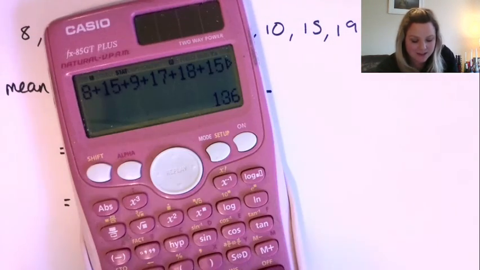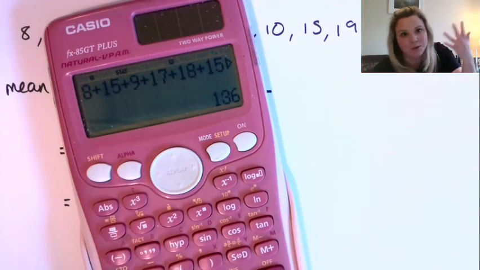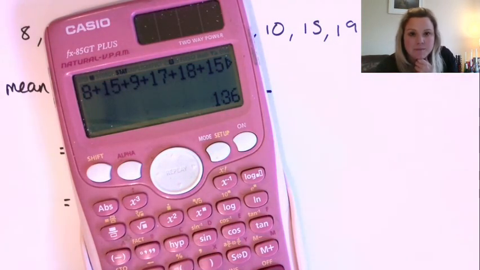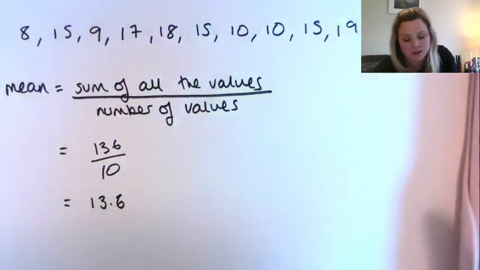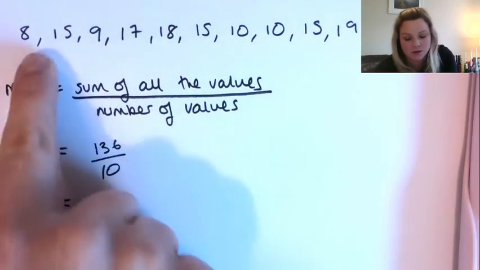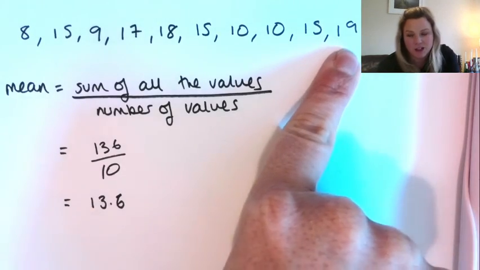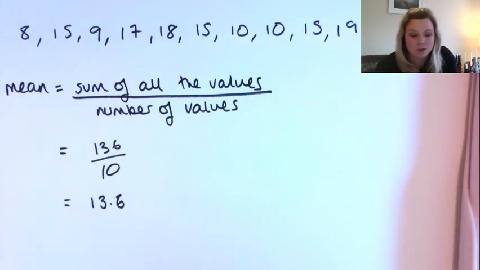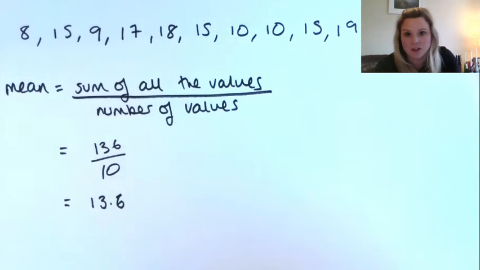Make sure you hit equals before you divide by something, because your calculator will use BIDMAS, and if you don't hit equals before hitting divide by 10 or whatever the number of things that there are, your calculator will apply BIDMAS and it'll mess it up. So check your answer is sensible. 13.6 does seem sensible for this group of numbers. If I'd got like 54, I would know that's impossible because none of my answers are anywhere near as high as that.